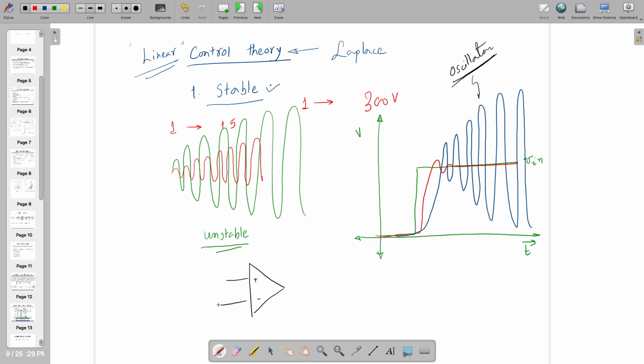But there are three rules actually, not two, right? Two rules where V plus equals V minus. Similarly, the current is not flowing inside or outside.